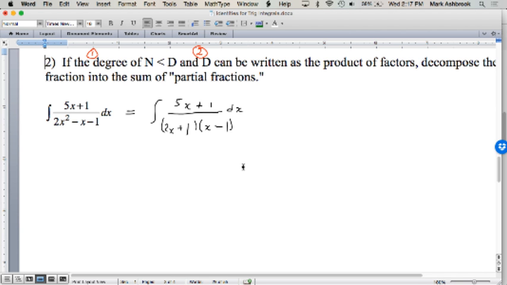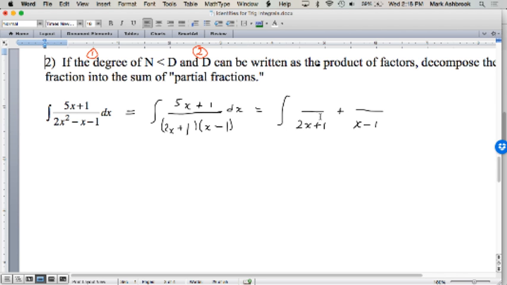Okay, so here's the deal with this. The way this works is, we want to think about this as the result of adding two fractions. How do you add two fractions? You need a common denominator. So if we think about that factored denominator as the common denominator, we can think of it as coming from the sum of two fractions, where one of the denominators was 2x plus 1, and the other was x minus 1. Because if we were to add fractions like that, what would the common denominator be? 2x plus 1 times x minus 1, right?